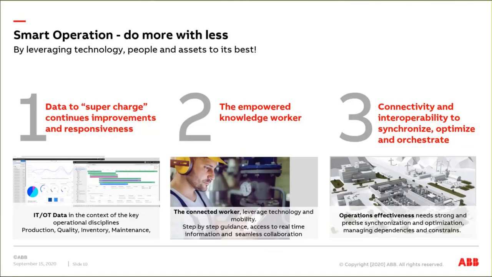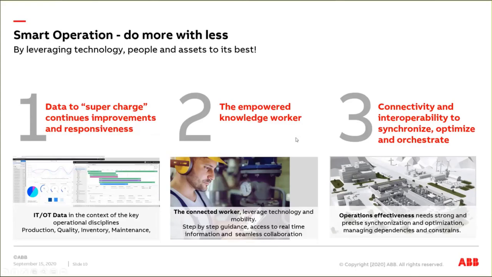And we condense it into these three core areas. So, also what Gero mentioned at the beginning, number one is to provide data to really supercharge continuous improvement and responsiveness. And this is done by collecting the data and putting it into context to serve the different operational disciplines that we see in the operations. Typically, this is related to production, quality, inventory, and maintenance. And what we will also see is a combination of IT and OT data. So this is the convergence that we see, also looking at IT and OT.